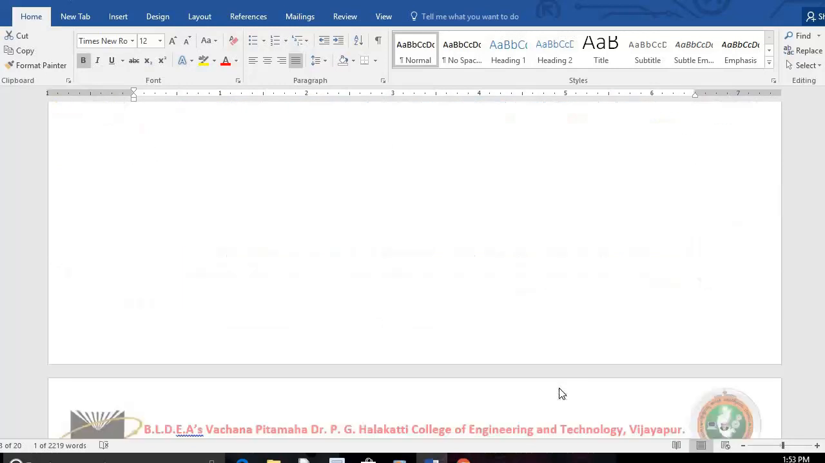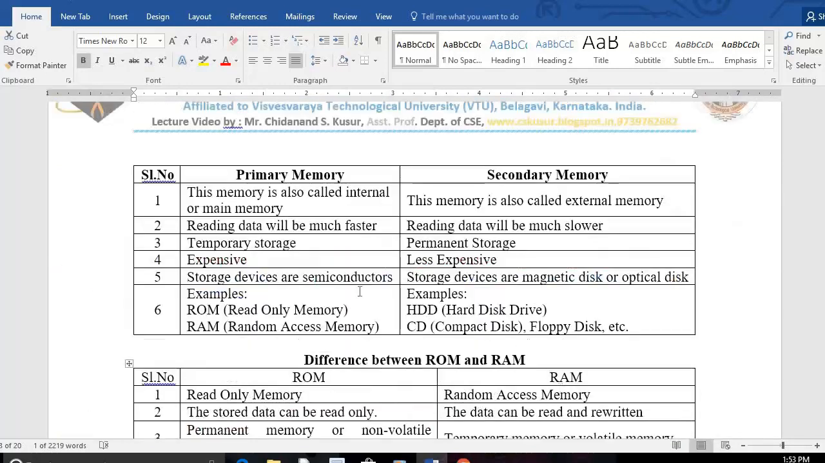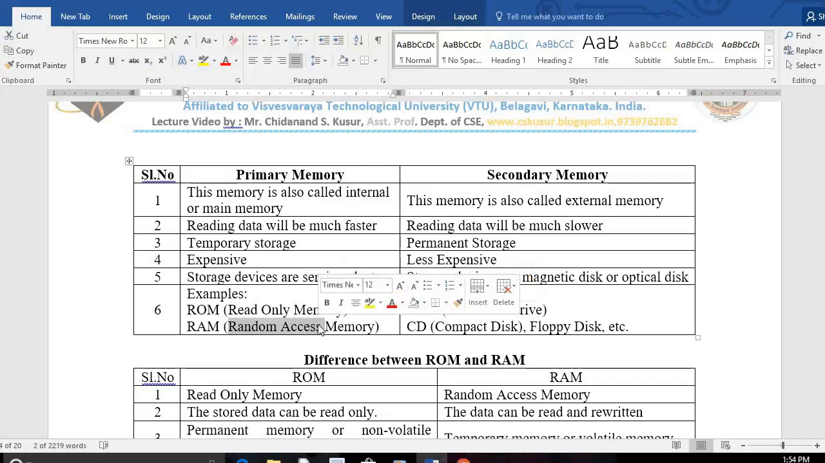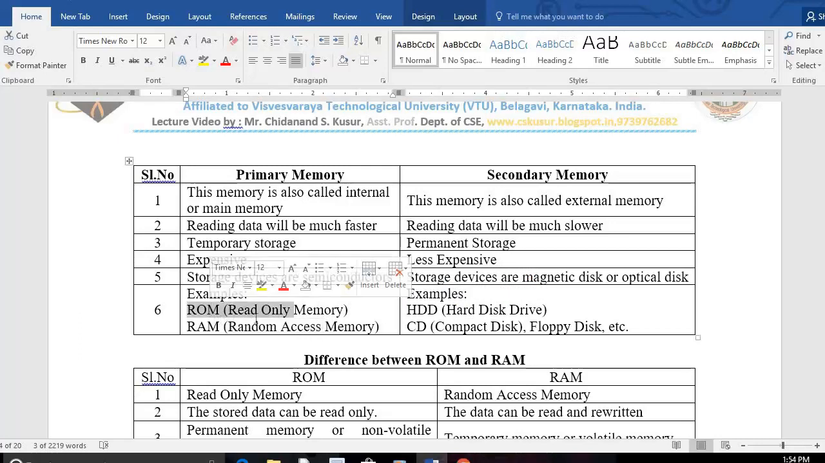Let us start the discussion with primary memory. Primary memory is main memory or internal memory; secondary is external memory. Reading data is much faster in primary and much slower in secondary. Primary is temporary storage and expensive; secondary is permanent storage and less expensive. Primary uses semiconductors; secondary uses magnetic and optical disks. ROM is read only memory: you can read the instructions but cannot change them. RAM is random access memory: you can store and delete. If the machine is on, data will be there; when you turn off the machine, nothing remains. But in ROM, once you turn on the machine, the instructions will be there and you cannot change them.